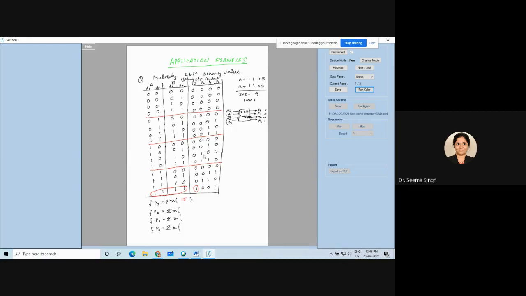P2 is 1 for what? Only 3 cases. So this one, and this one. And what is this? 1010. 1010 is 10. And this is 1011. That is 11. So P2 is 10, 11. What else? This is 14. 14, right? Now coming on to P1.